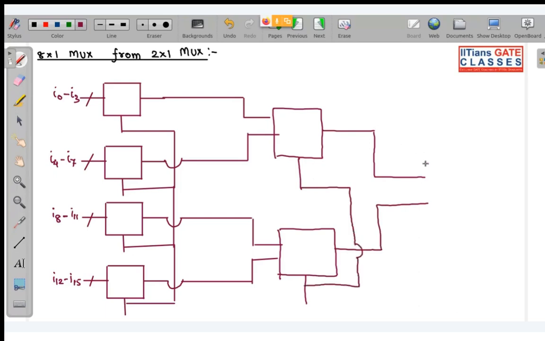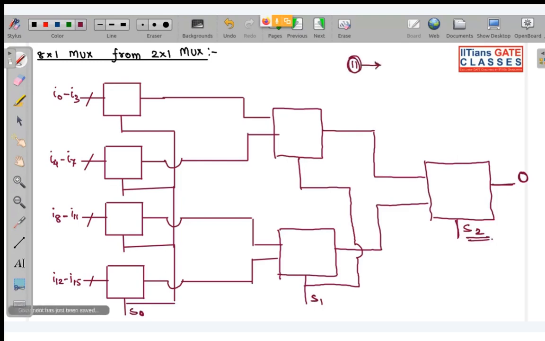Okay, so this will be S0, this will be S1, and this will be S2. This selection line will be MSB and this will be LSB. Suppose I want to select the 11th line. Sorry, that's what I did. I have created a 16x1 mux. I am very, very sorry.